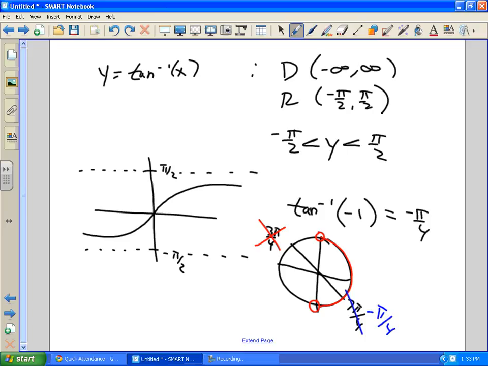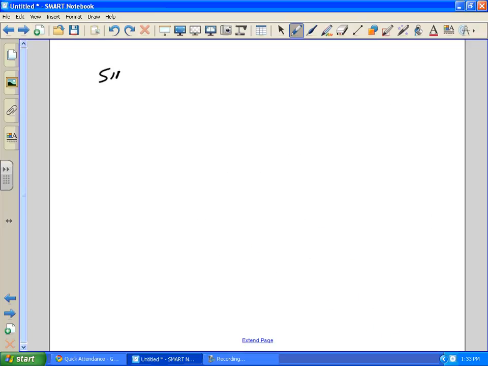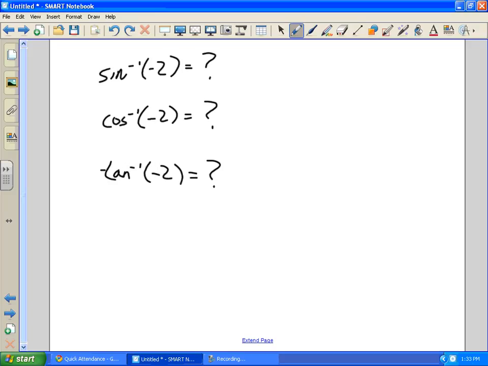I'm going to give you 3 problems. You ready? The first one: the inverse sine of negative 2. What does that one equal? The inverse cosine of negative 2, what does that equal? And here, the inverse tangent of negative 2.